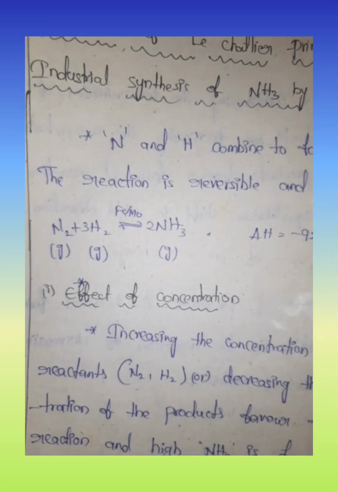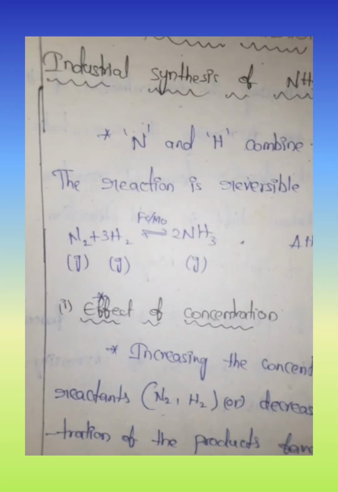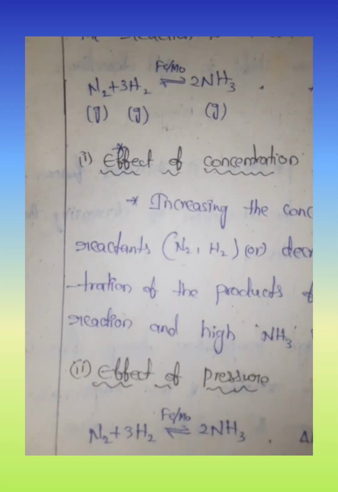Applications of Le Chatelier principle. Industrial synthesis of ammonia by the Haber process. Nitrogen and hydrogen combine to form ammonia. The reaction is reversible and exothermic. N2 plus 3H2 equilibrate to 2NH3 with iron and molybdenum, delta H equal to minus 92 kilojoules. Observe the equation carefully.